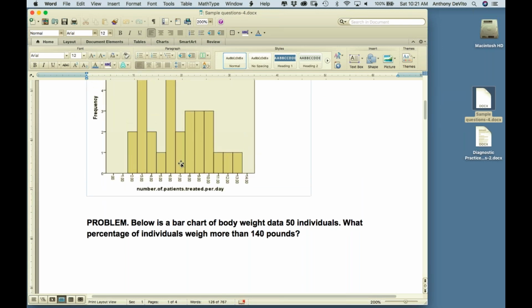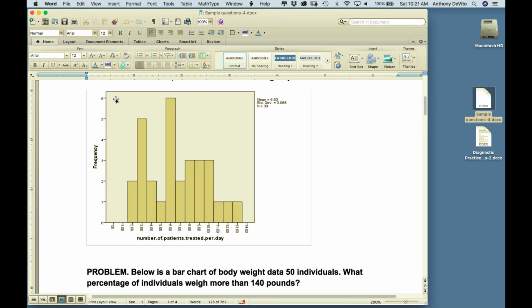Okay, this represents the highest, which is 6. We had 6 days during this month of 30 days where we treated 6 people in the emergency room. We only had one day where we treated 13. And we didn't have any days with 14 people coming into the emergency room.